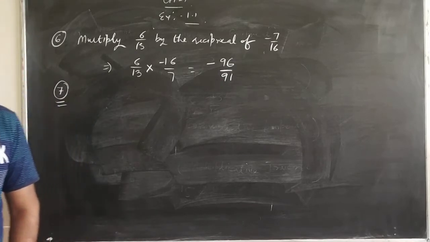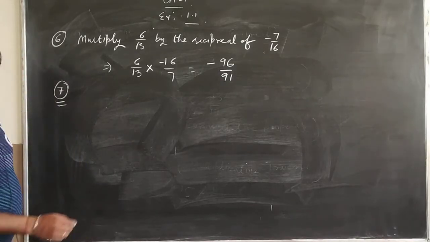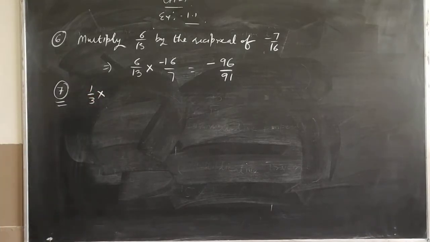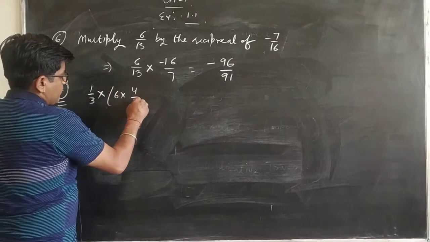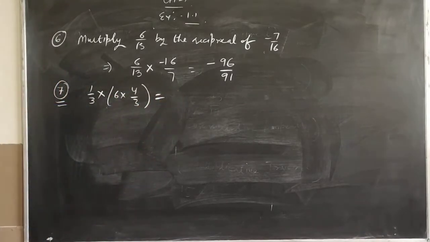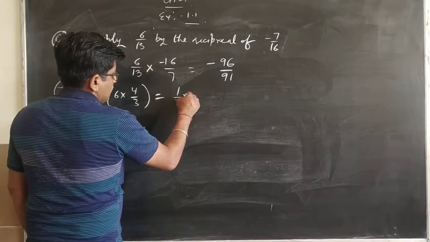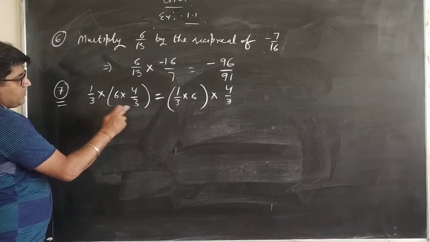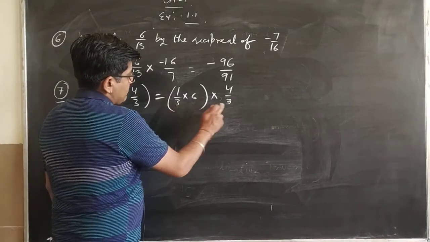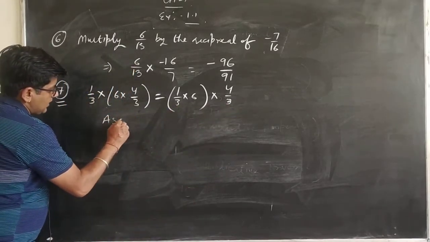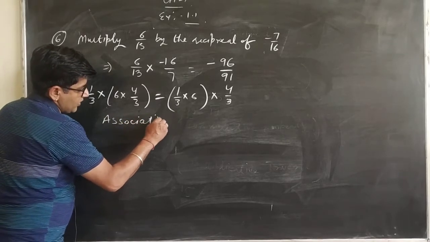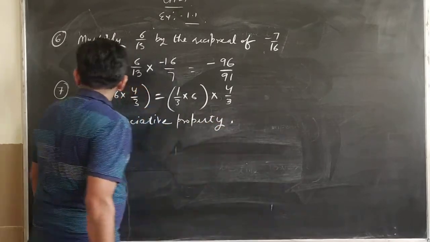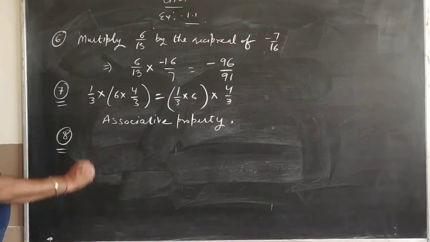Now the question number 7. Question is, tell what property allows you to compute 1 by 3 multiply 6 multiply 4 by 3 is equal to 1 by 3 multiply 6 multiply 4 by 3. So here it is a multiply b multiply c, then a multiply b multiply c. This is associative property. I have explained you earlier, that is associative property.